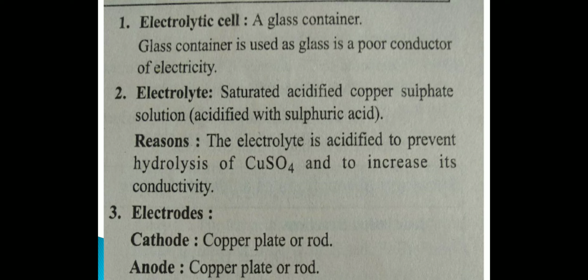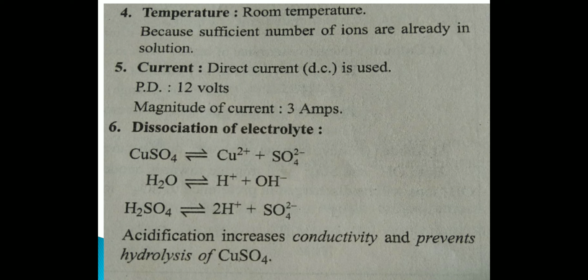Electrodes: the cathode is a copper plate or rod. Anode: also a copper plate or rod. Temperature: in order to carry out the process of electrolysis, room temperature is maintained because a sufficient number of ions are already in the solution. Current: direct current, that is the current obtained from a battery, is used, of potential difference 12 volts. Magnitude of current is 3 ampere.